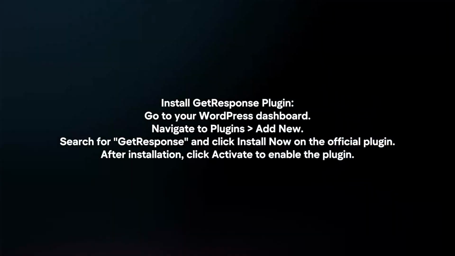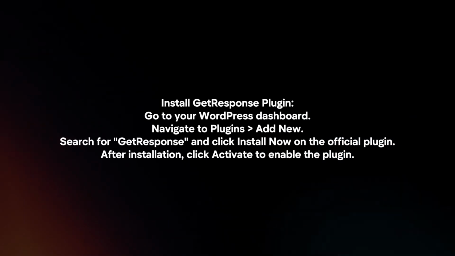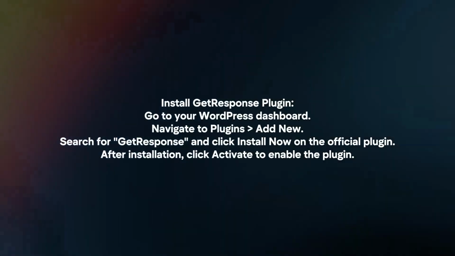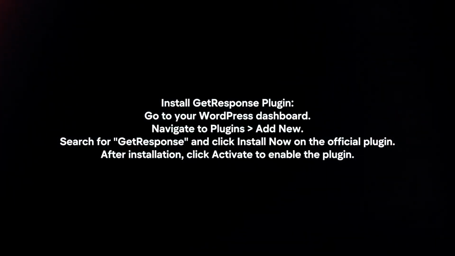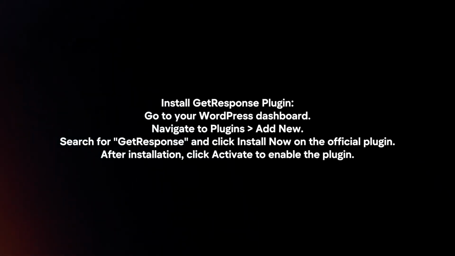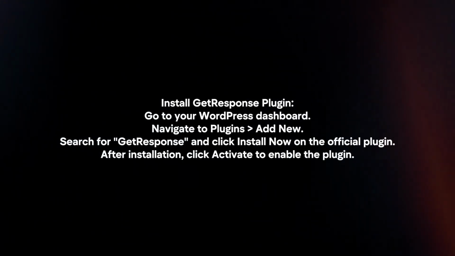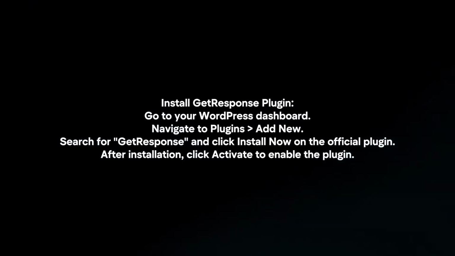Install GetResponse plugin. Go to your WordPress dashboard. Navigate to Plugins, Add New. Search for GetResponse and click Install Now on the official plugin. After installation, click Activate to enable the plugin.